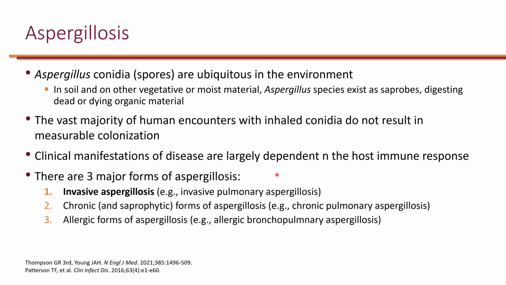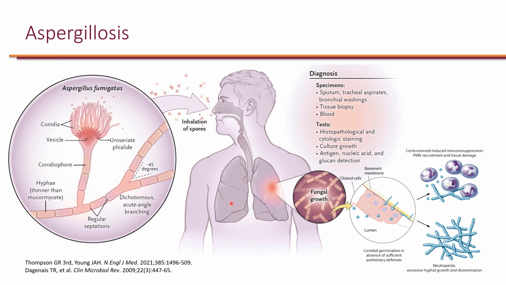Clinical manifestations of disease are largely dependent on host immune response. In general, aspergillosis is broken into three types. So there is invasive aspergillosis, for example, pulmonary aspergillosis. There is chronic forms of aspergillosis, and then there is the allergic form of aspergillosis. We are going to focus on invasive pulmonary aspergillosis in this course.